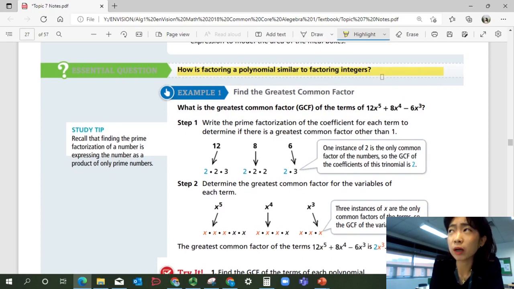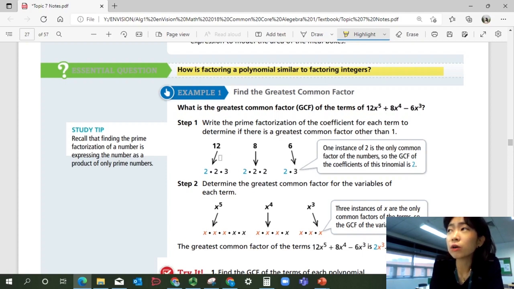Let's look at example 1. Find the greatest common factor. What is the GCF of the terms of this polynomial? How do we figure out the GCF of a polynomial? Well, think about the GCF for integers. How do you figure out the GCF of integers?